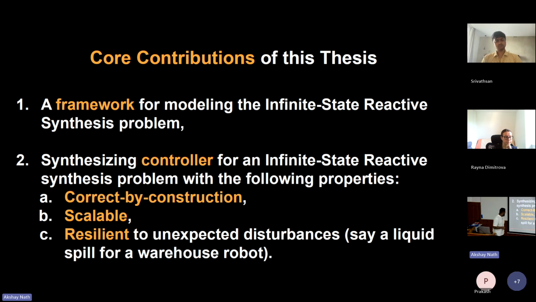Second is scalability. Can we synthesize these controllers as fast as possible, so that this is feasible for real world examples? And third is the notion of resilience to unexpected disturbances. Recollect that I mentioned that the Amazon robot is designed to only work when there are no liquid spills or no obstacles in between. But what if there's a liquid spill? What if something just comes up and the robot is not really prepared to handle such situations? In such situations, can we give a best effort solution or the most resilient solution to that problem? And that's what we'll be seeing in the second part of the thesis.